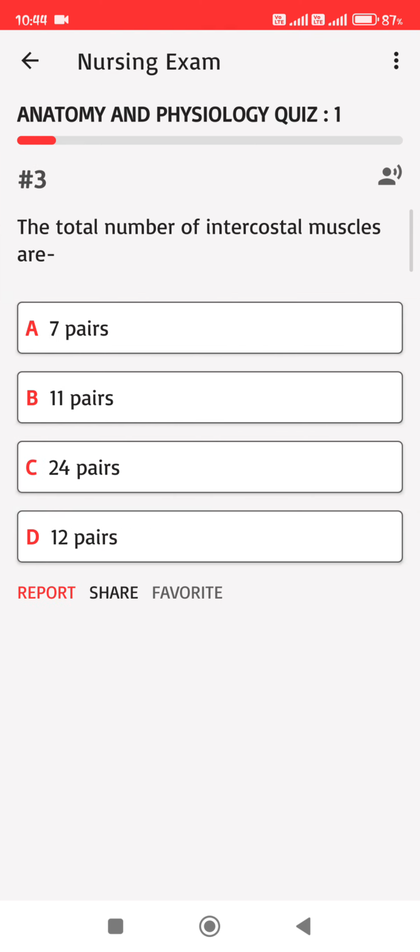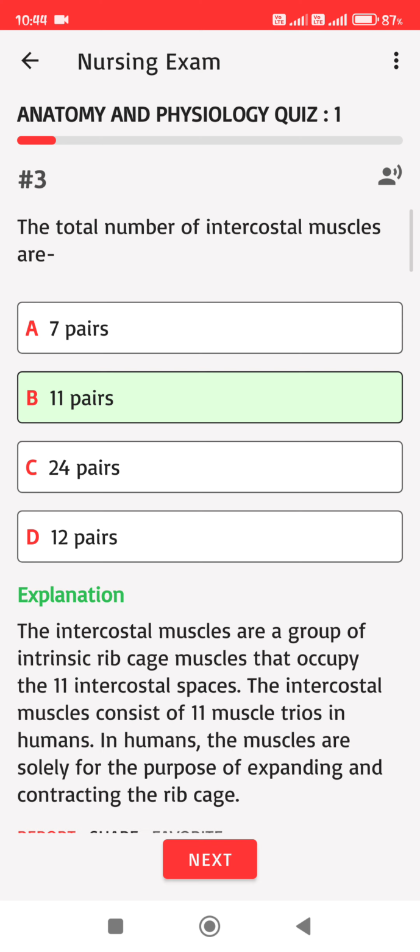The total number of intercostal muscles are A. 7 pairs, B. 11 pairs, C. 24 pairs, D. 12 pairs. Correct answer: B. The intercostal muscles are a group of intrinsic rib cage muscles that occupy the 11 intercostal spaces. They consist of 11 muscle trios in humans. In humans, the muscles are solely for the purpose of expanding and contracting the rib cage.